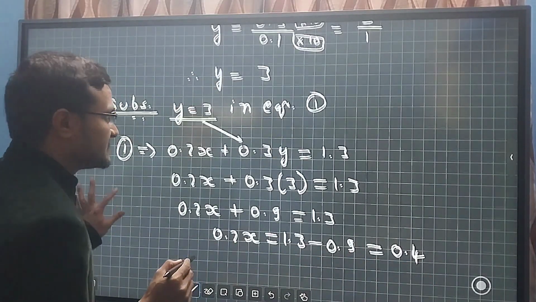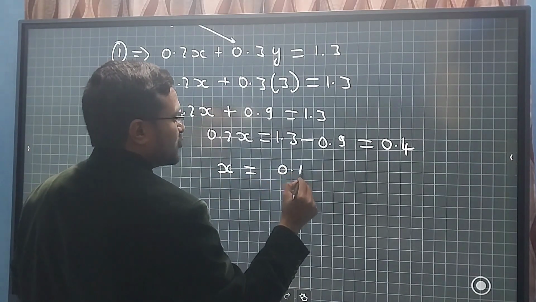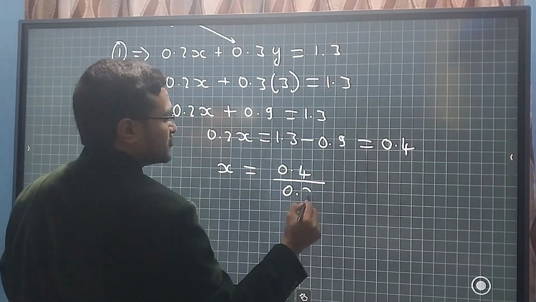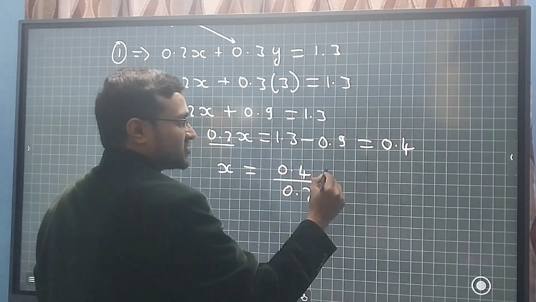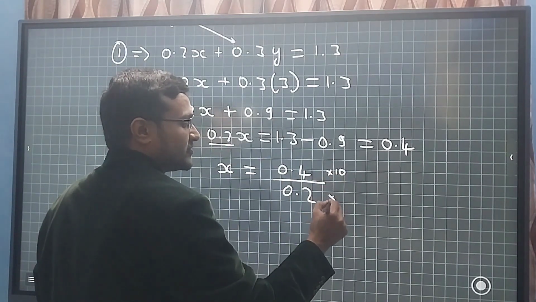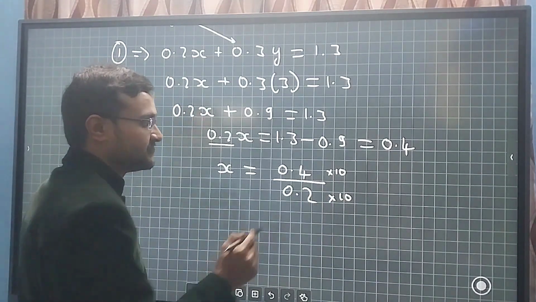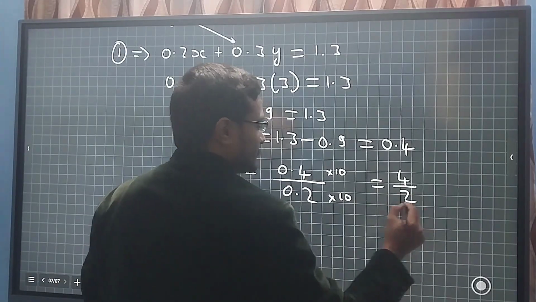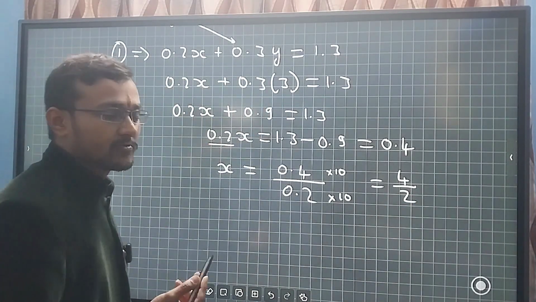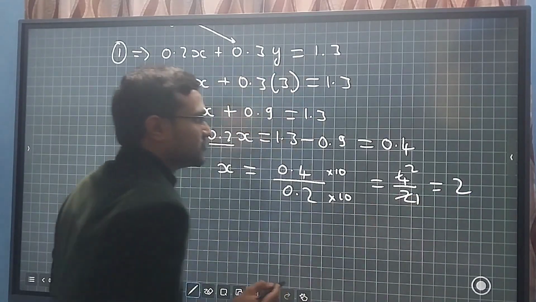So now what is the x value? So x is equal to 0.4 divided by 0.2. So this 0.2 I am bringing to RHS, so it goes to the denominator. So again here I can multiply 10 to the numerator. If I multiply 10 to the numerator, I have to multiply 10 to the denominator as well. So 0.4 into 10 will give 4. For 0.2 into 10 will give 2. So 4 by 2. So here 2 ones are 2, 2 twos are 4. So x is equal to 2.